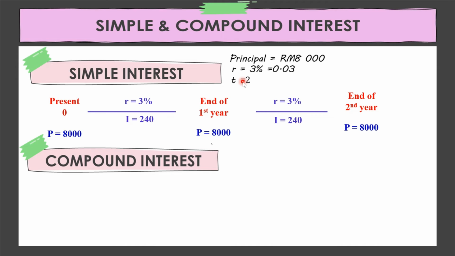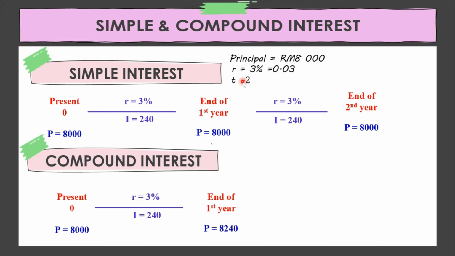Now let's take a look at the compound interest. At present, the given principal is 8,000 ringgit. Then the interest rate is 3%, and the interest earned is 240. At the end of the first year, the principal is 8,240. After 1 year, the interest rate is 3% and the interest earned is 247 ringgit 20 cents. At the end of the second year, the principal is 8,487 ringgit 20 cents.